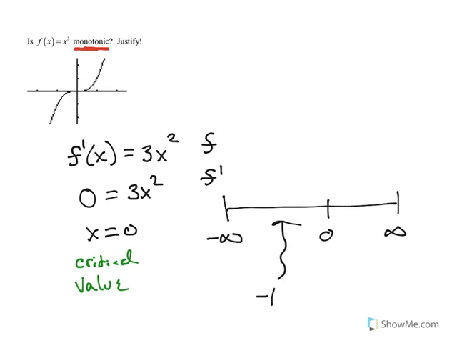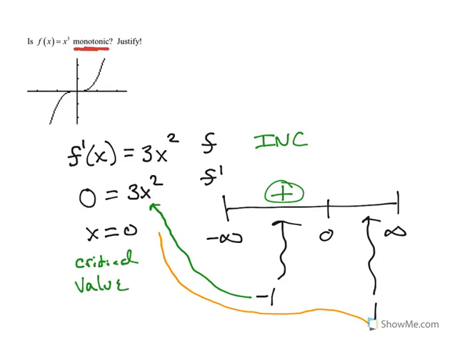So if I put negative 1 back into f prime, you're going to get negative 1 squared, which is positive 1, and then a positive times a positive 3 is still positive, so f prime will be a positive number, which means f is increasing. And then we'll test another number between 0 and infinity, like maybe positive 1. So if we put a positive 1 into f prime, we're going to get 1 squared, which is 1, times 3, so positive 3, so it's going to be positive again.